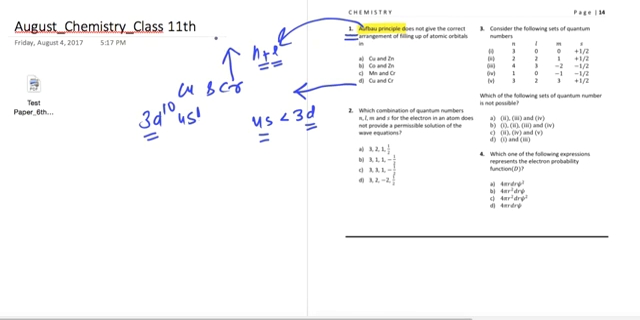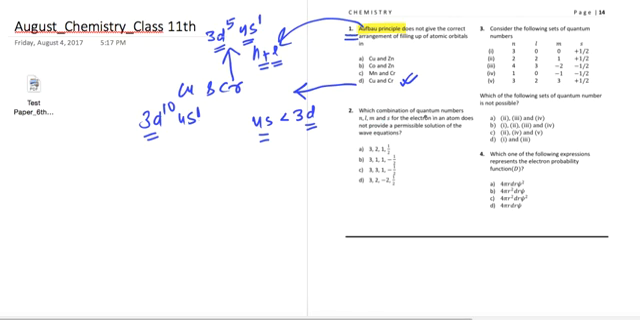Similarly, chromium, these two are the exceptions in electronic configuration. This is 3d5 and 4s1. So again 3d is getting filled, even though 4s is not completely filled. So your answer will be copper and chromium, D. Let's come to the next problem, which is again a very simple one.